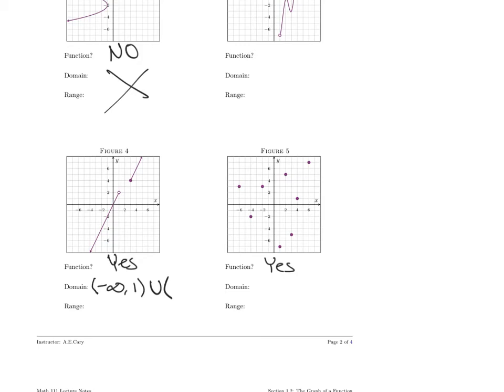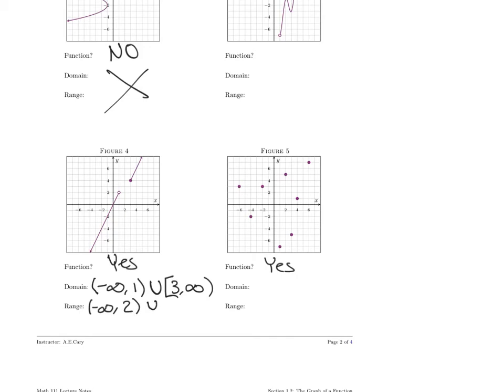So this should be a bracket because it is a closed point, go all the way out to infinity. So that's going to be our domain. And then we're going to do the same thing with range. We're going to start at the very, very bottom, which is still negative infinity, and move all the way up to, that looks to be 2. And again, that is an open point, so we're going to be using a parenthesis there, to 2.